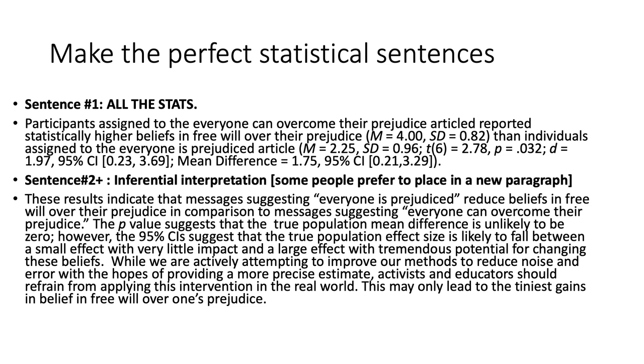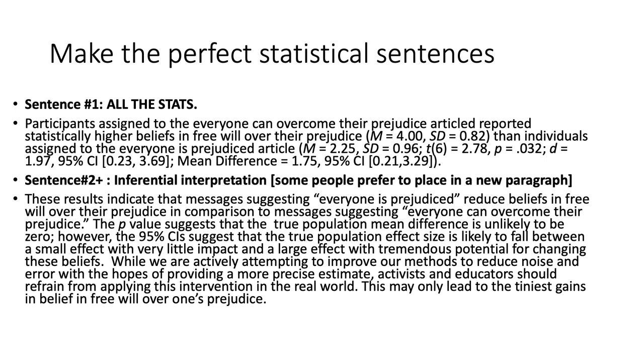How would I write up my statistical sentence? Participants assigned to the everyone can overcome their prejudice article reported statistically higher beliefs in free will over their prejudice. Then look, what do I got there? Parentheses, mean, it's italicized, equals 4.0. Standard deviation, which can be greater than 1, so SD in parentheses, italicized, equals, the equal sign is not italicized, 0.82.